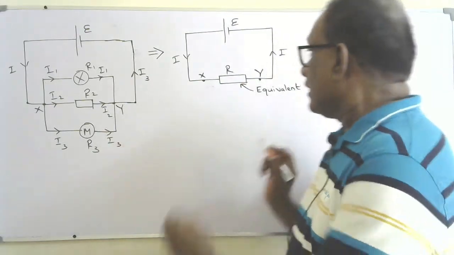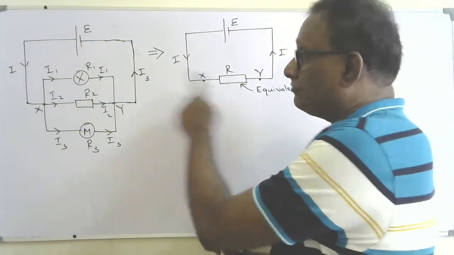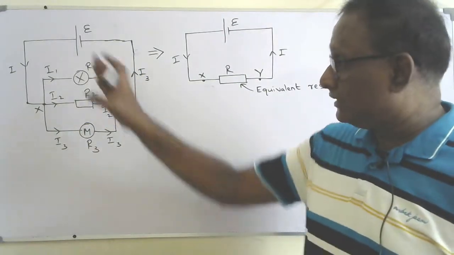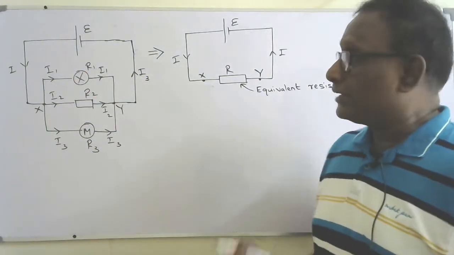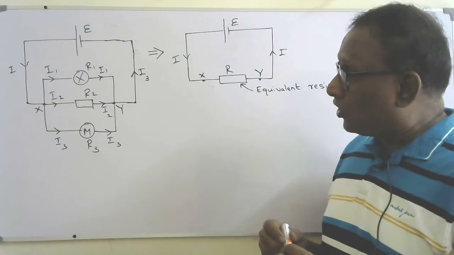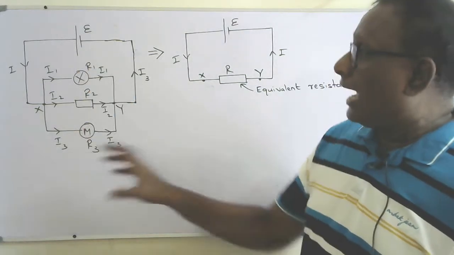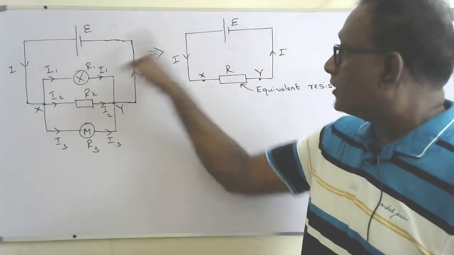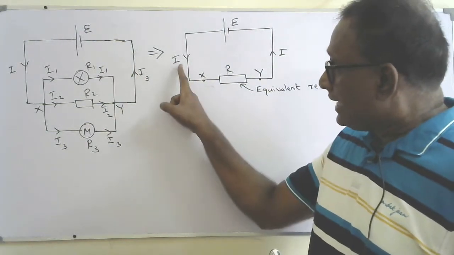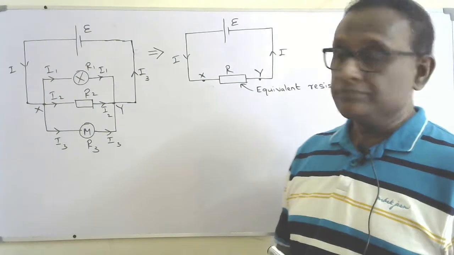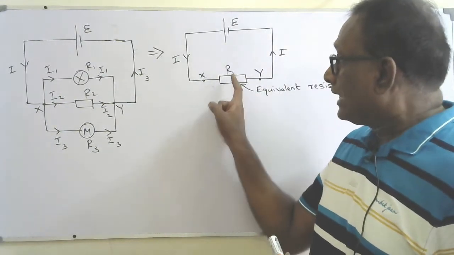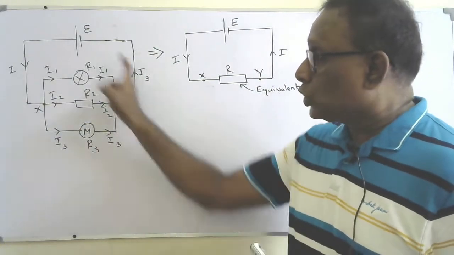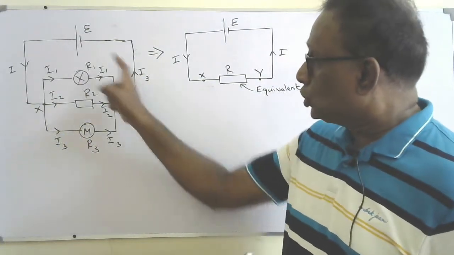So don't say this resistor will have the functions of them. No, it won't have the same function as these. They are completely different functions. But we consider the resistance. If I remove all these three components, and I connect a resistor R across XY with the same power supply, and I get the same current as here, then I can call this resistance R equivalent to the total resistance.